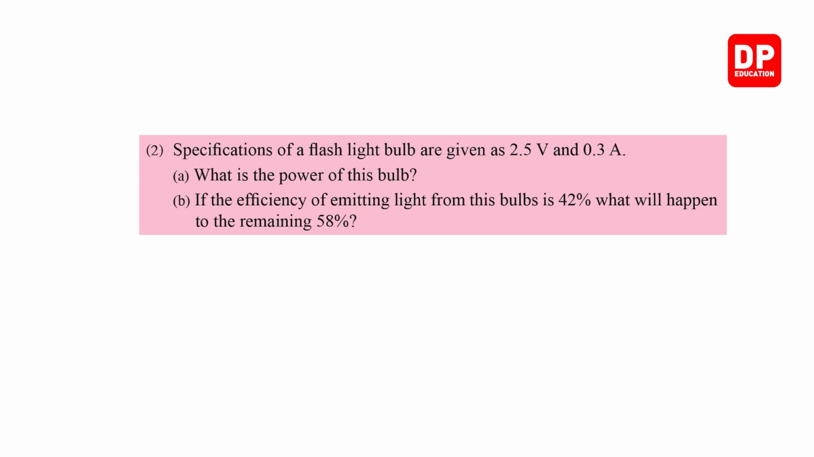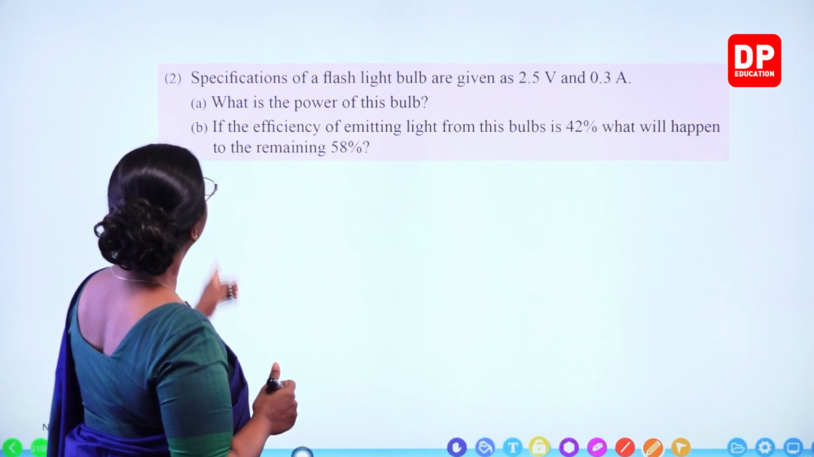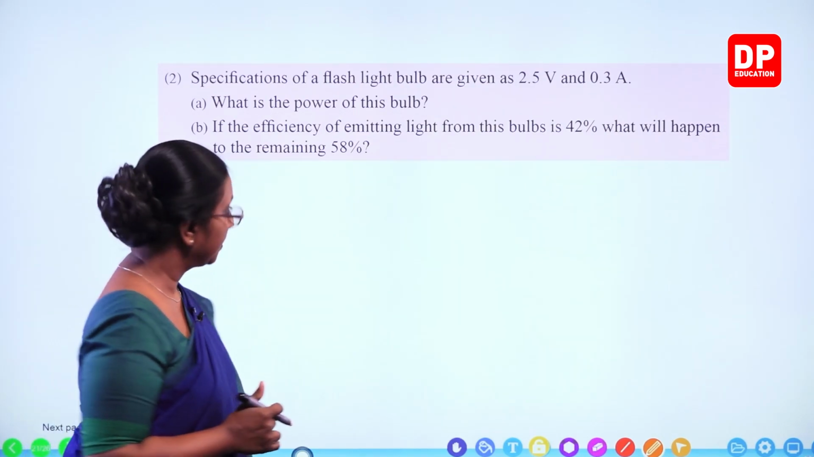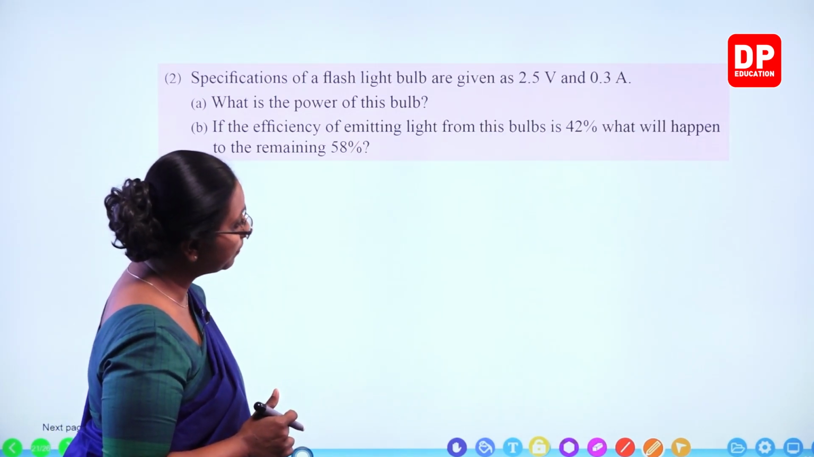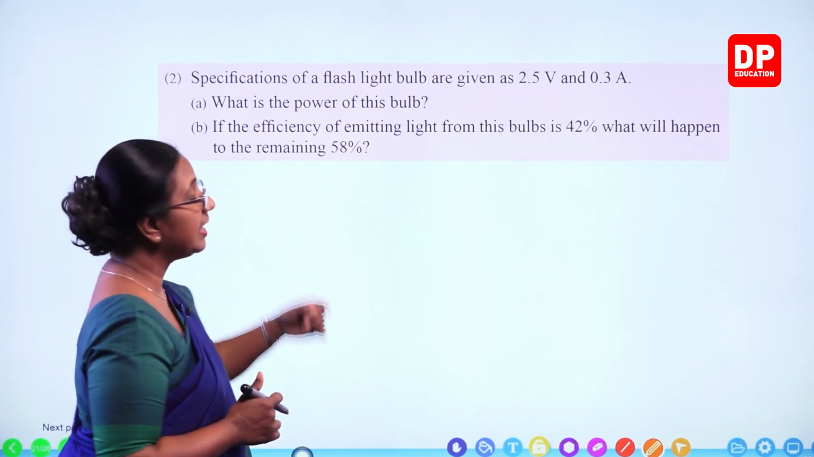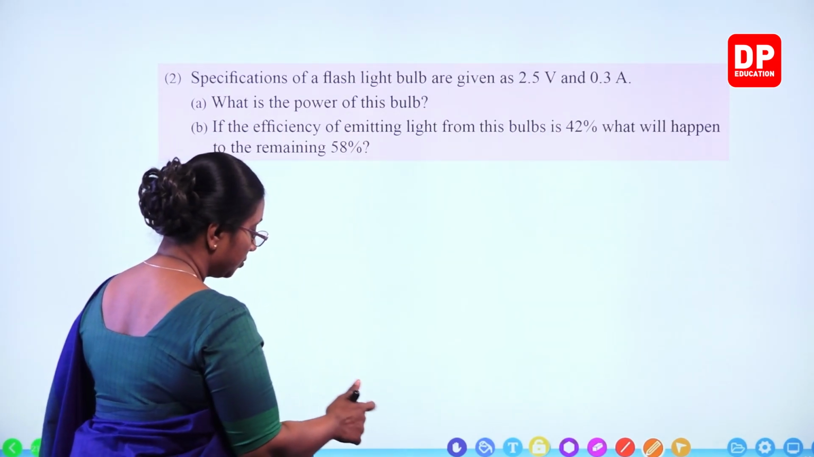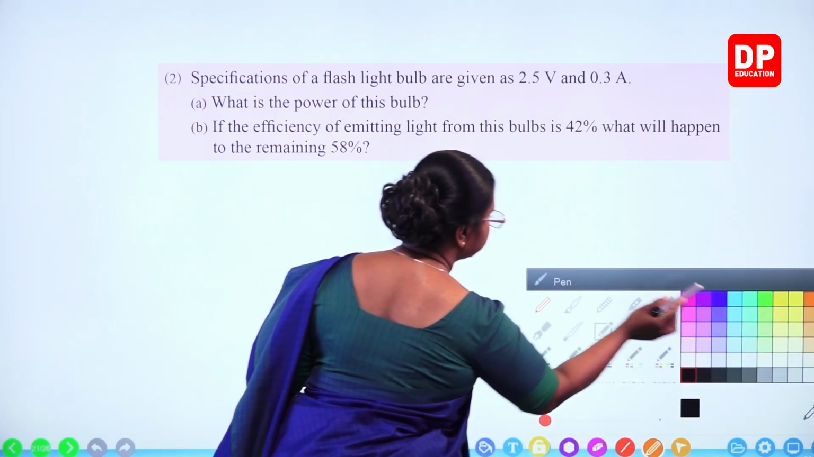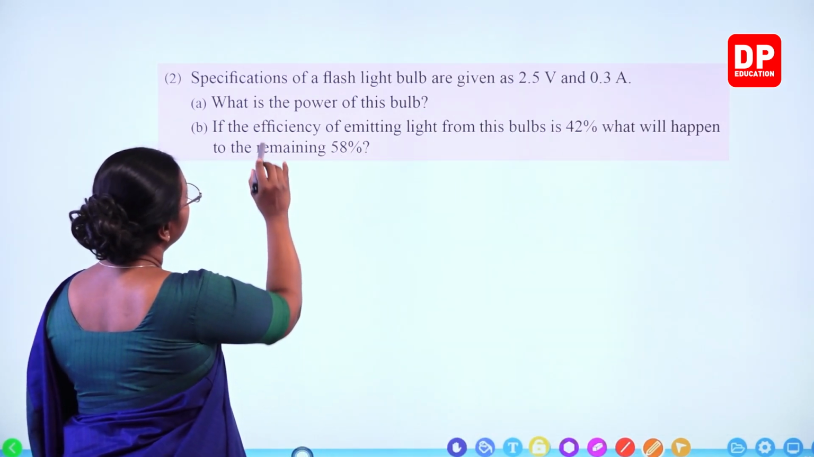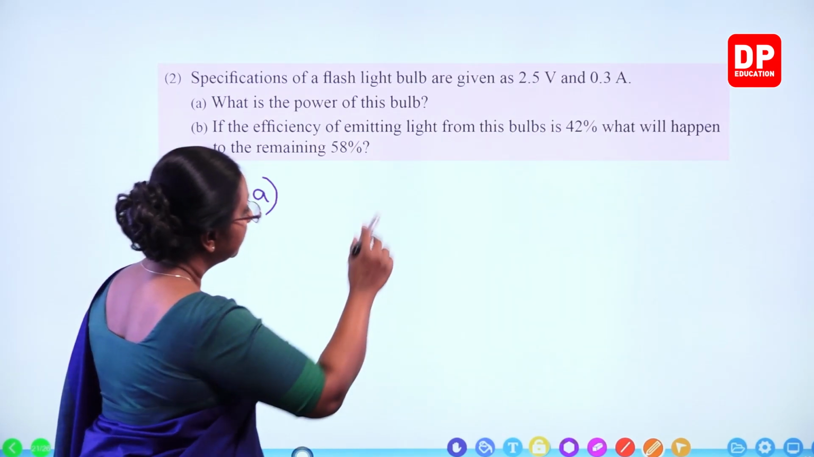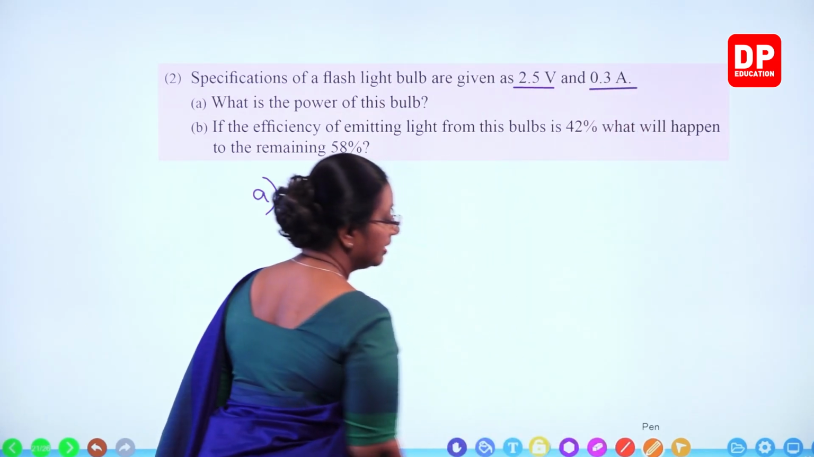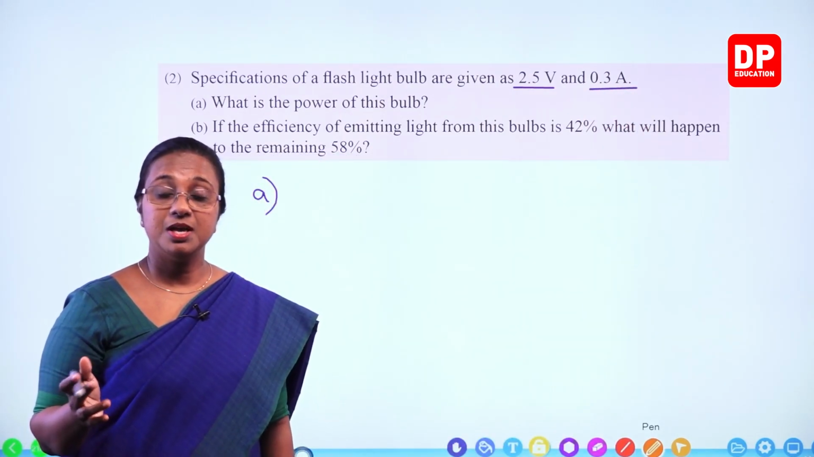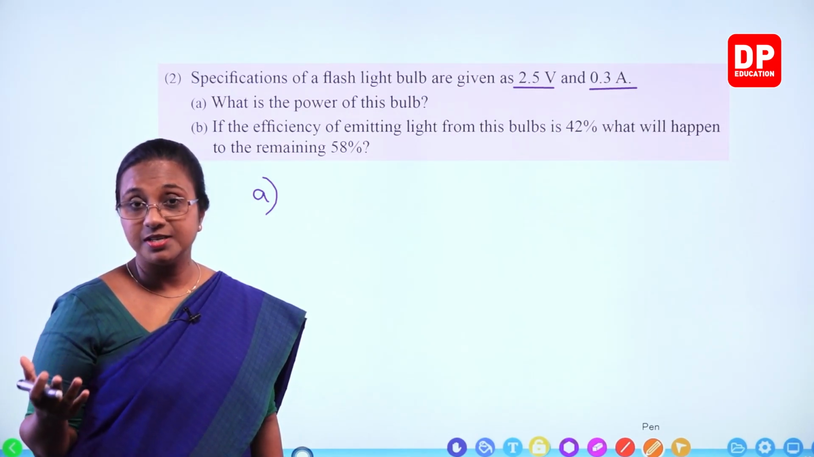Specifications of a flashlight bulb are given as 2.5 volts and 0.3 amperes. What is the power of this bulb? B part, if the efficiency of emitting light from this bulb is 42%, what will happen to the remaining 58%? So to answer the questions, A part, now they want you to find the power. The values that are given are potential difference and current. So what is the relationship? Power equals potential difference into current.